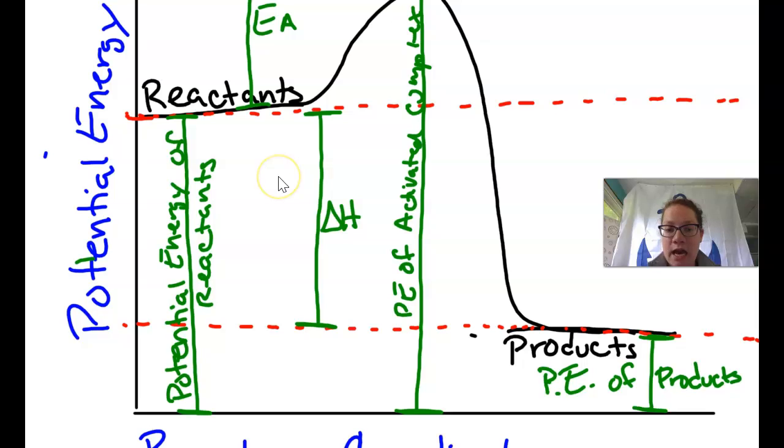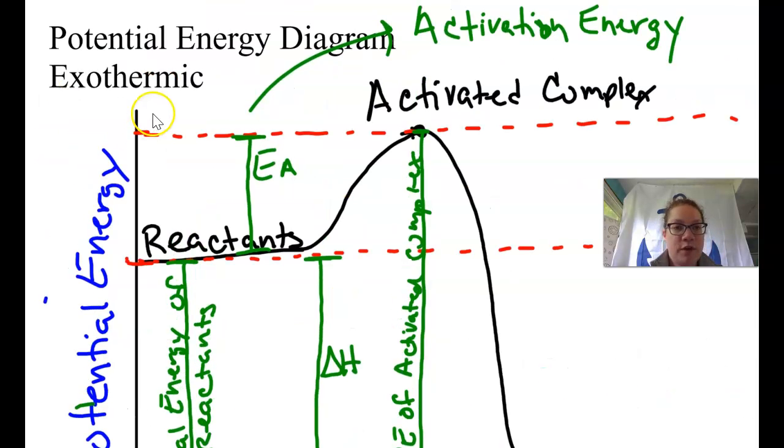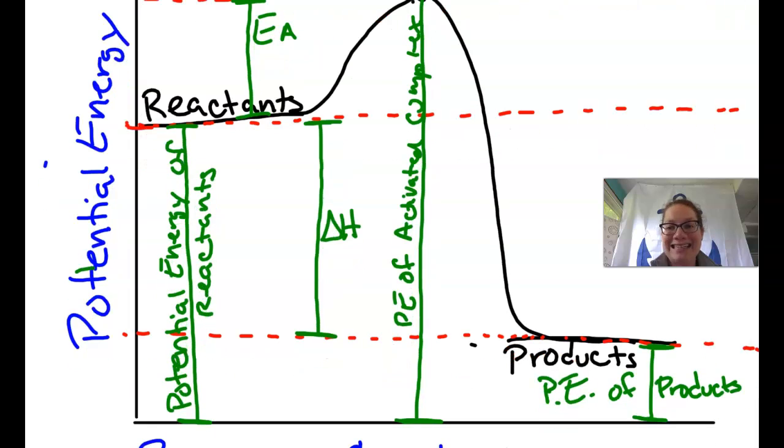You'll notice that this is an exothermic potential energy diagram. I have exothermic up here. In this exothermic potential energy diagram, the reactants have more energy than the products. So that means that energy is lost or released when the reaction occurs. There's a net loss of energy to the environment.